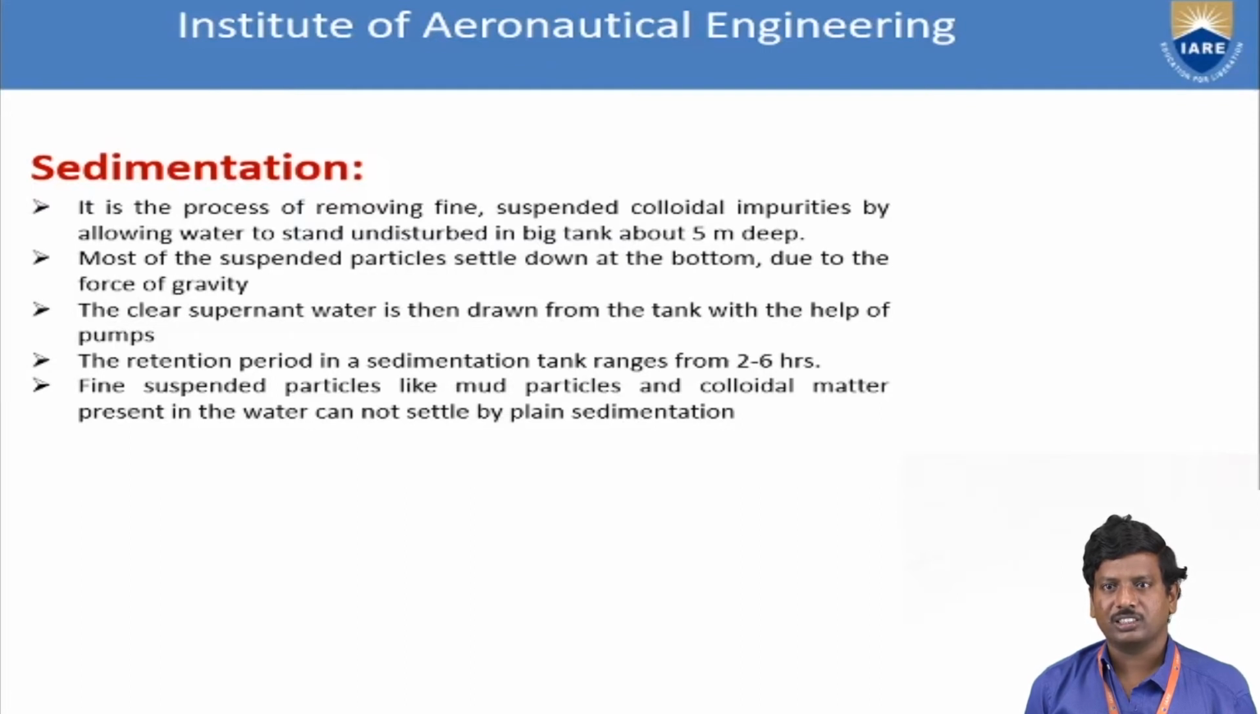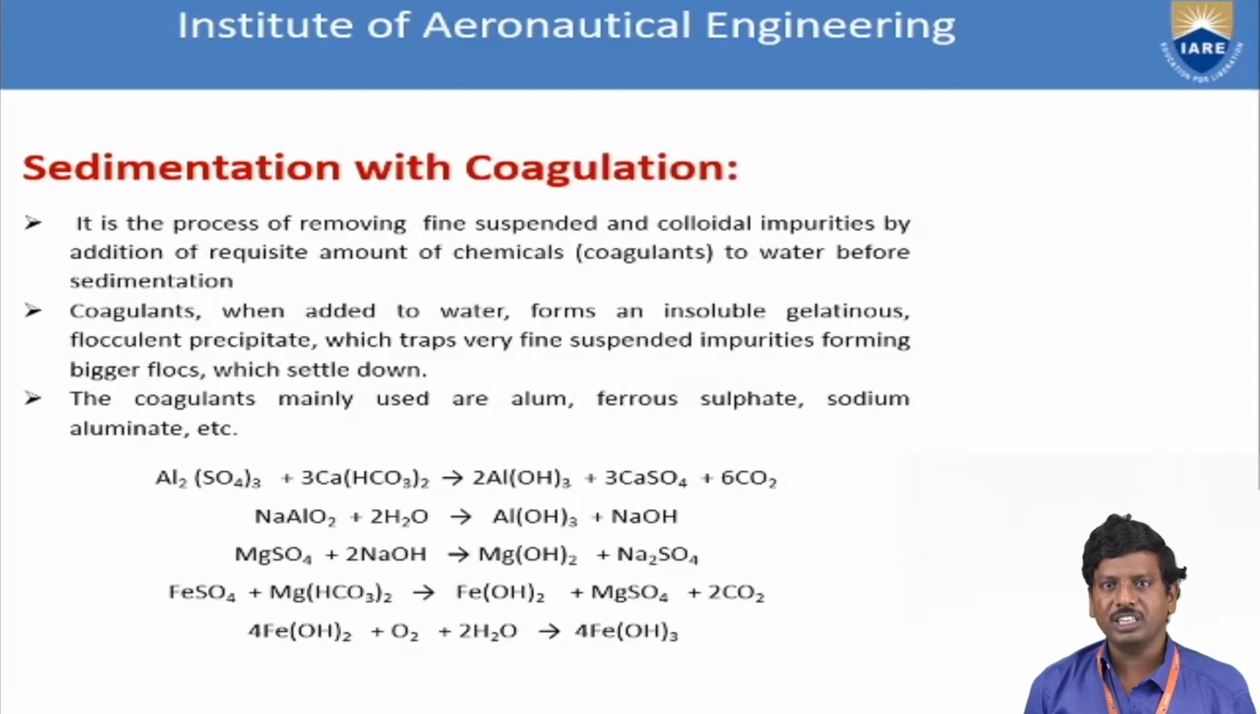Fine suspended particles like mud particles and colloidal matter present in the water cannot be settled by plain sedimentation. Sedimentation with coagulation is the process of removing fine suspended and colloidal impurities by adding a requisite amount of chemicals, that is coagulants, to water before usage. Coagulants, when added to water, form an insoluble gelatinous flocculent precipitate which traps very fine suspended impurities, forming bigger flocs which settle down. The coagulants mainly used are alum, ferrous sulfate, sodium aluminate, etc.